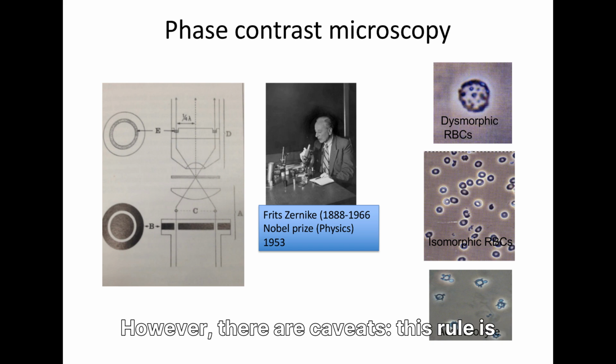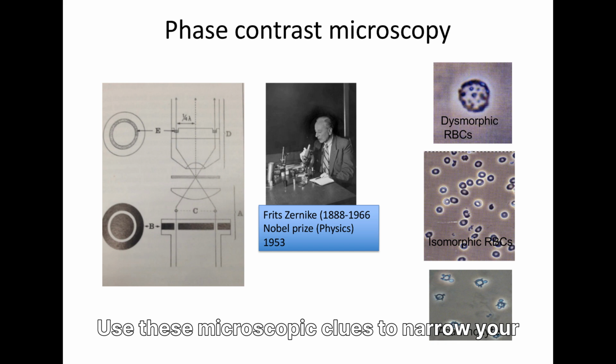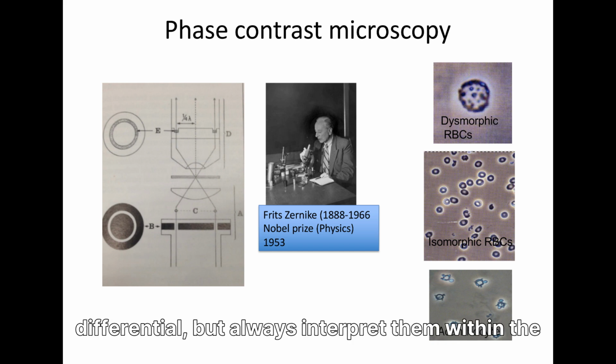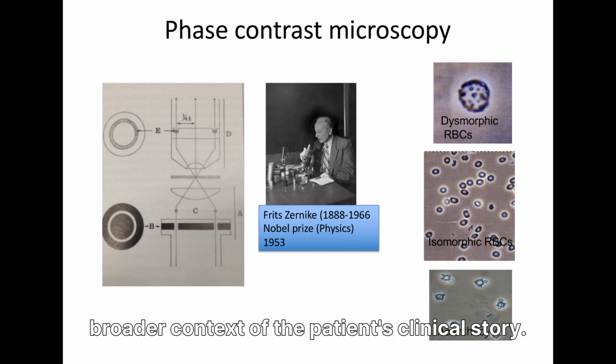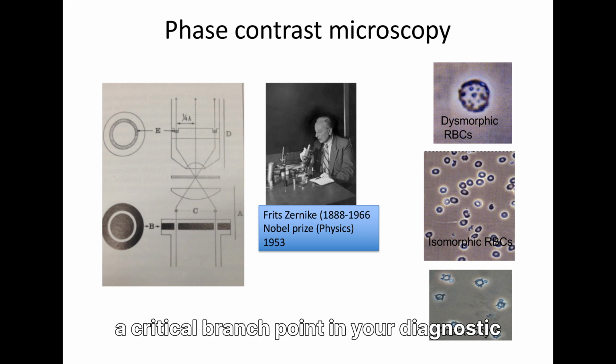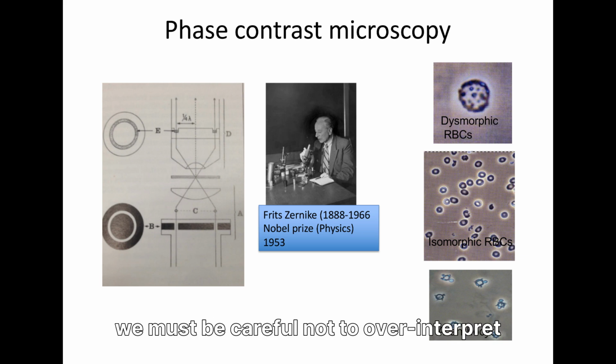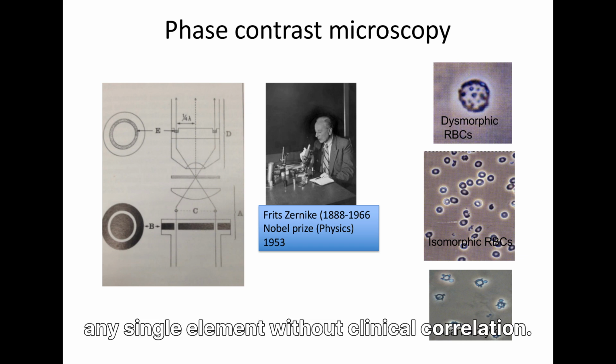However, there are caveats. This rule is not absolute and requires expert interpretation. Use these microscopic clues to narrow your differential, but always interpret them within the broader context of the patient's clinical story. Understanding the site of the bleeding is a critical branch point in your diagnostic reasoning. It tells you whether to look at the nephron or the bladder. This precision is what makes a master diagnostician. We must be careful not to overinterpret any single element without clinical correlation.